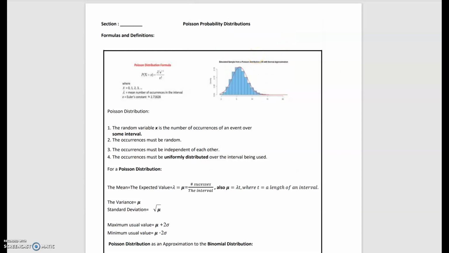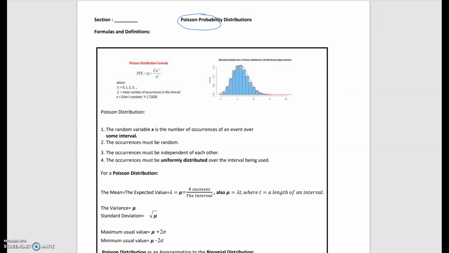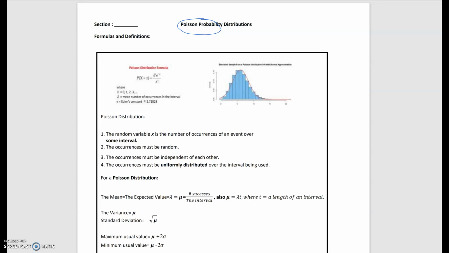Hi class, for these type of problems, we're going to be looking at the Poisson distribution. Now, here are the main aspects of the Poisson distribution that I need you to take a look at before we evaluate any problem. So a Poisson is going to be defined over some sort of an interval. The interval could be time or area. So let me write it as time or area.